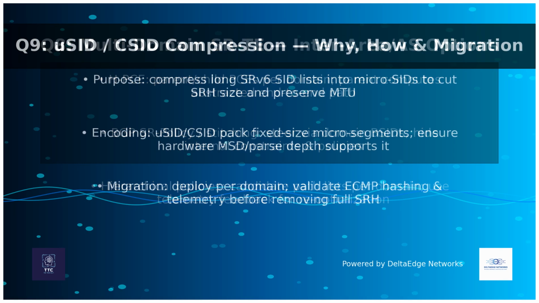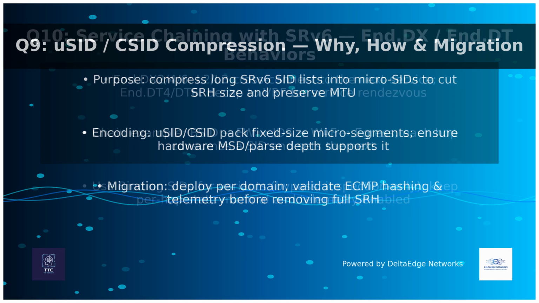Question 9. uSID and CSID compression. Why, how, migration. Long SRv6 SID lists chew MTU and parsing depth. uSID or CSID packs microsegments to compress the SRH. Check your hardware's MSD and parser limits and validate hashing for ECMP before rollout. Migrate domain by domain, then phase out full SRH where safe.